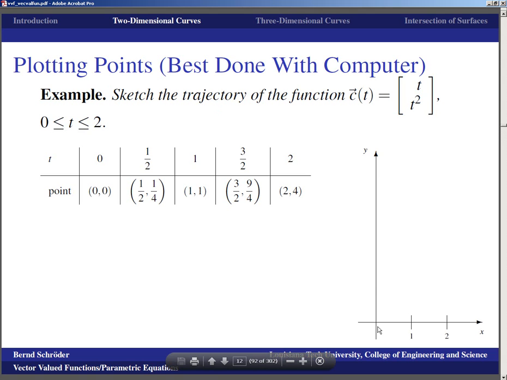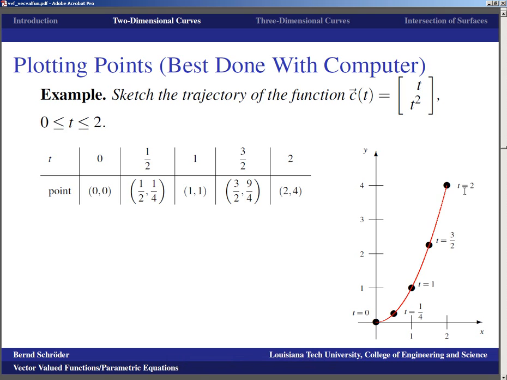Here's the scale 1, 2, and 1, 2, 3, 4 on the y-axis. Here's the point 0, 0. Here's the point 1/2, 1/4, which is t equals 1/4. Here's the point 1, 1 at t equals 1. Here's the point 3/2, 9/4, which is reached at t equals 3/2. And here's the point 2, 4, which is reached at t equals 2. The curve goes through all these points.